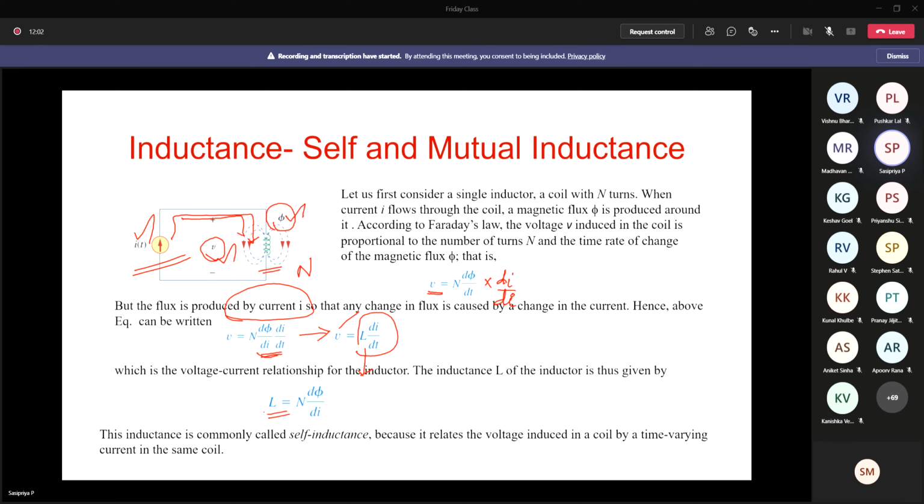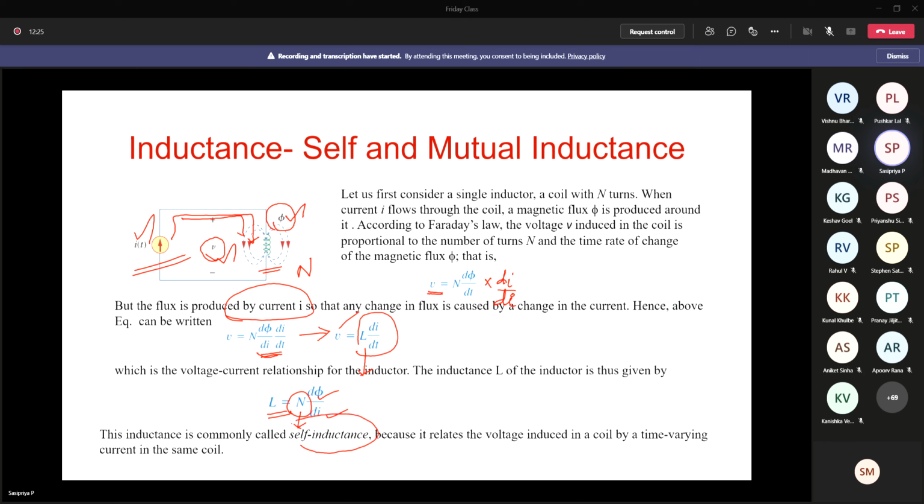Okay, so now what is L? L is nothing but N into d phi by di. Okay, so what is N? N is nothing but the number of turns of the coil, and d phi by di is nothing but change in flux with respect to change in current. Okay, so now this inductance is referred to as self-inductance.